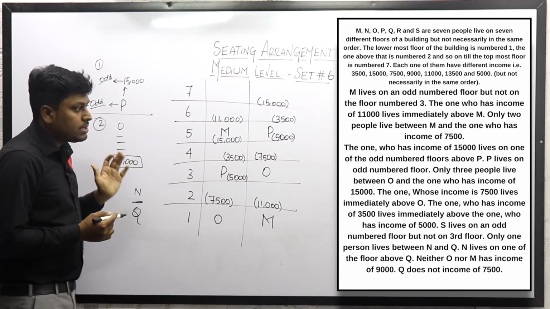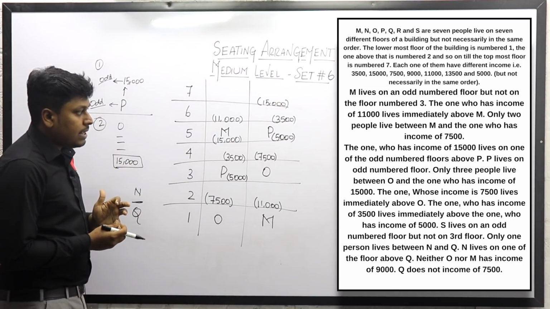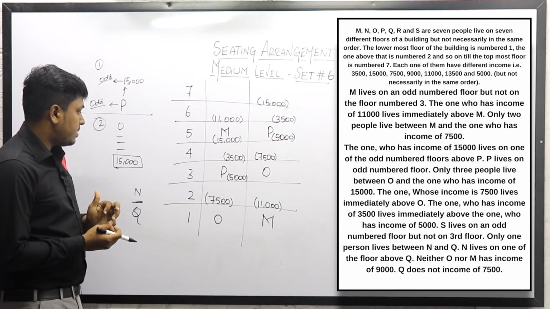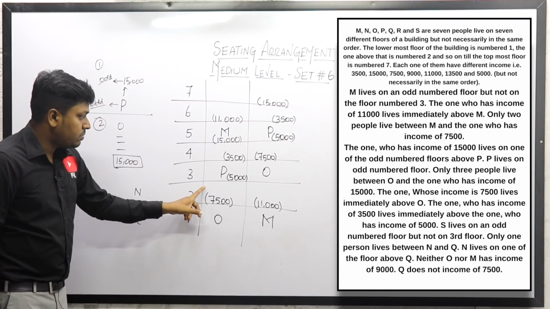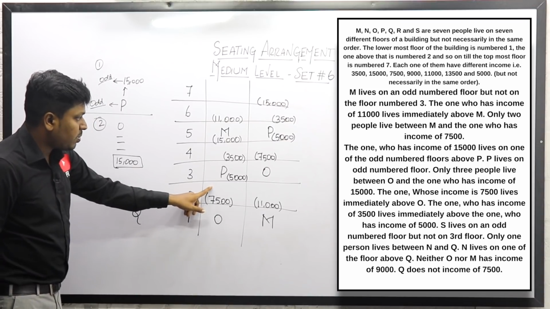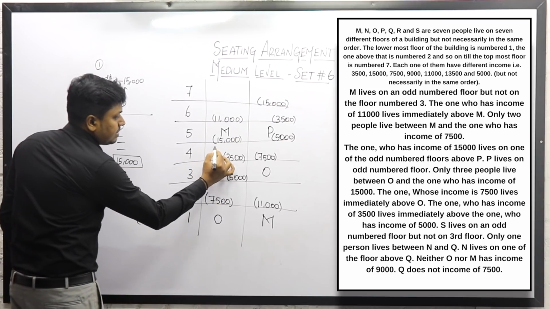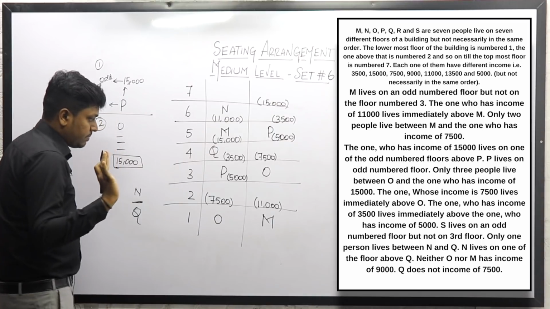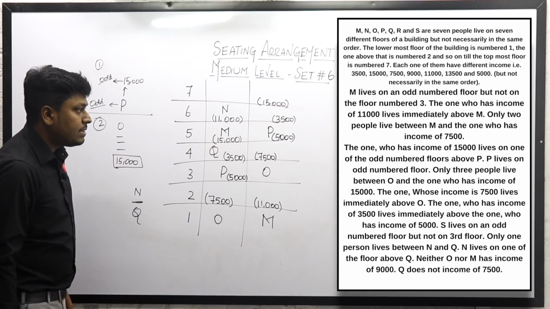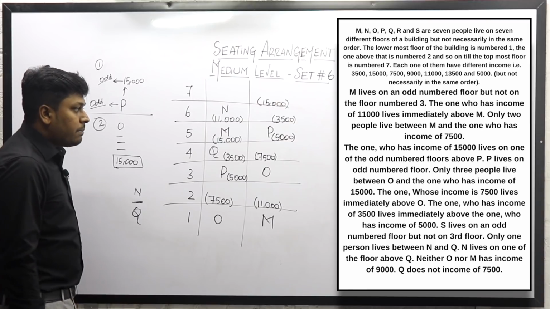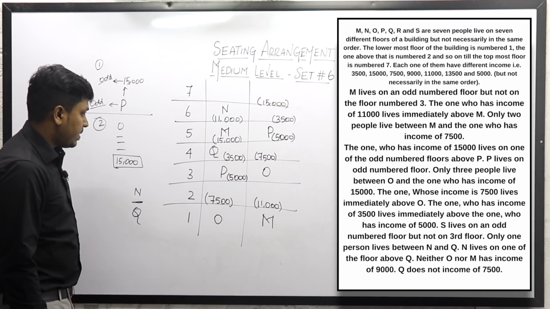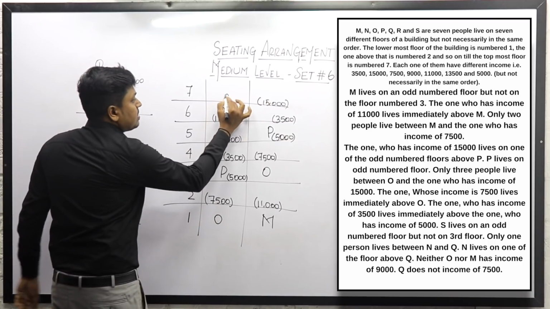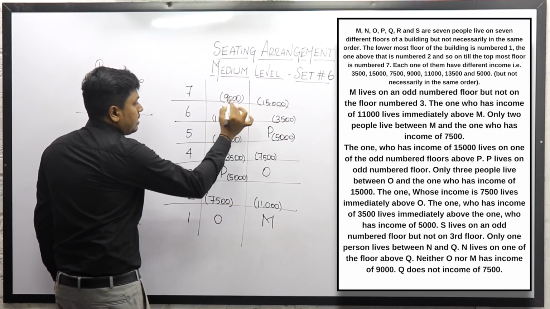Okay, so next point what they said is, neither Q nor N has an income of 9,000. Q does not have an income of 7,500. So 7,500 is not Q, right? So I can't fix Q here in this possible diagram. Only chance is that I should fix Q here and N here. Understood? Between N and Q there should be a gap of 1 person. So I finally fixed this, and also they said that neither O nor M has an income of 9,000. So this is not 9,000. So I should fix 9,000 here.